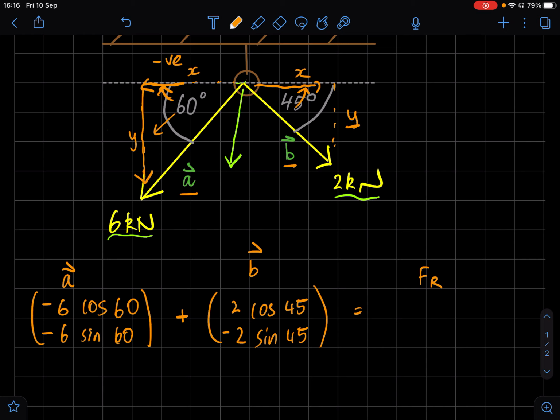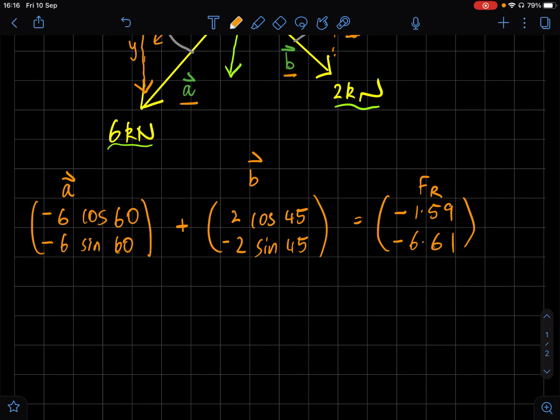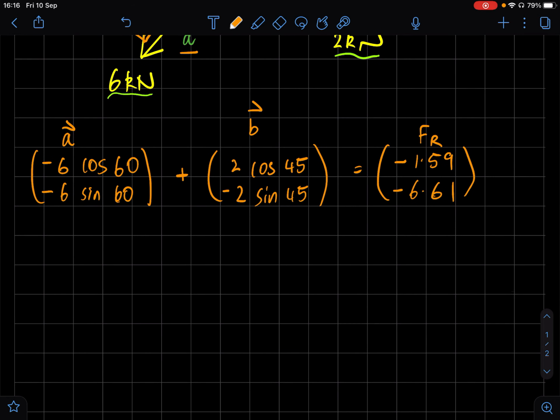For the resultant force, we add up the x components. So negative 6 cos 60 plus 2 cos 45. Put that in your calculator. You should get negative 1.59. And if you do the same for the y component of this resultant force, you'll get negative 6.61.